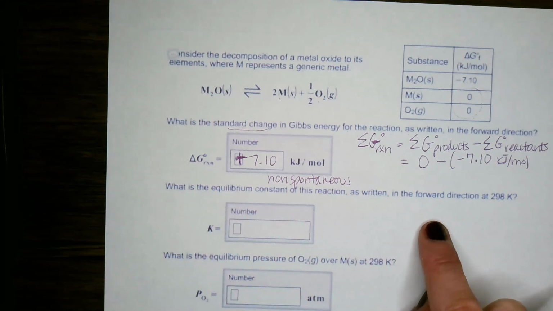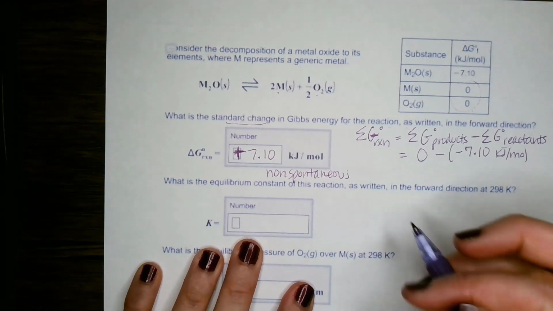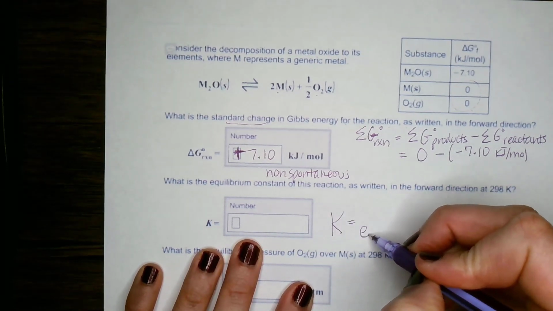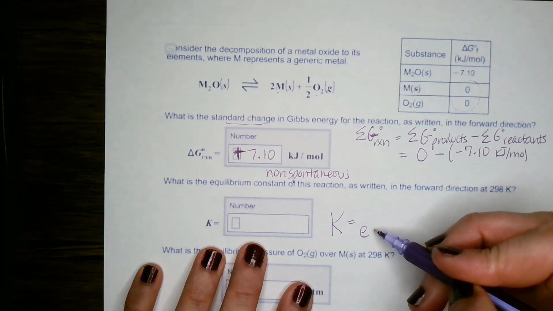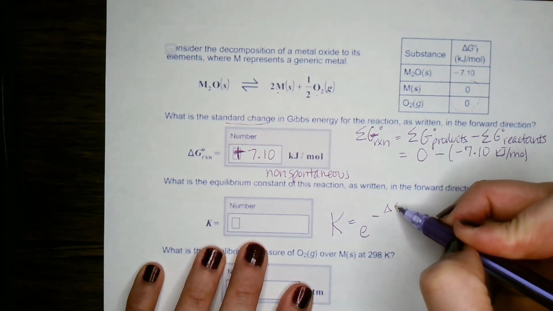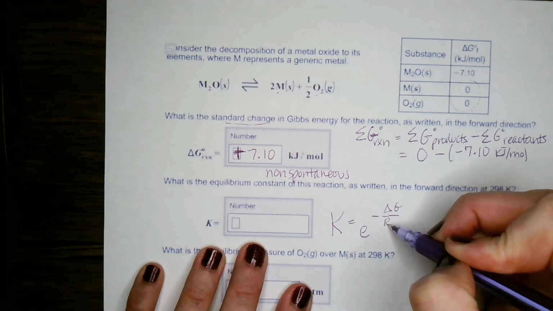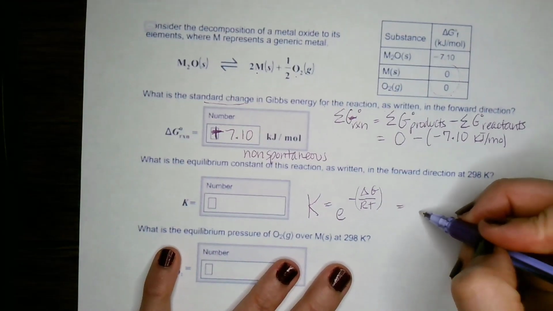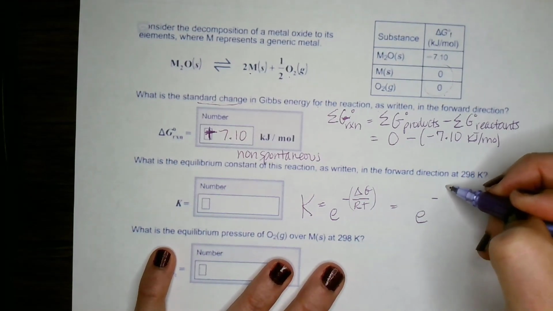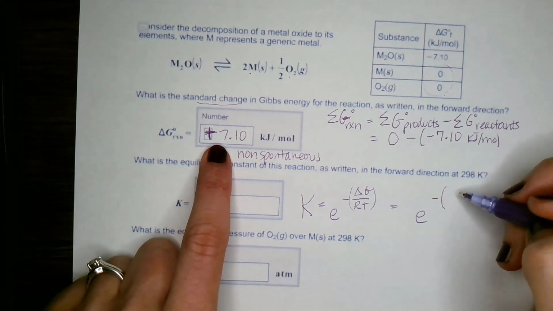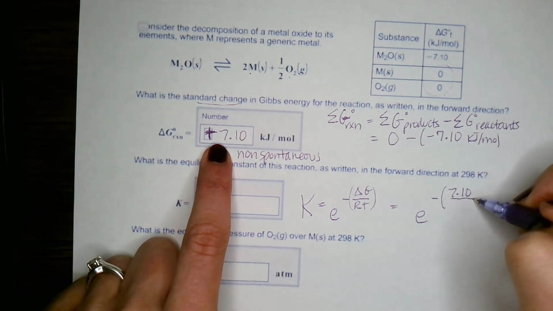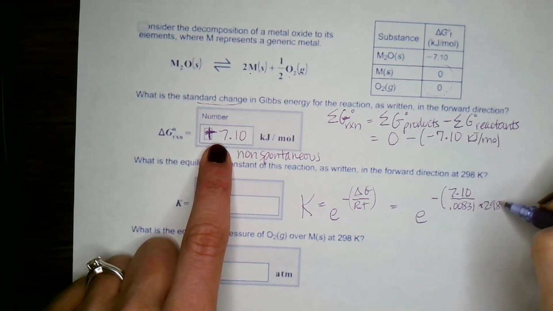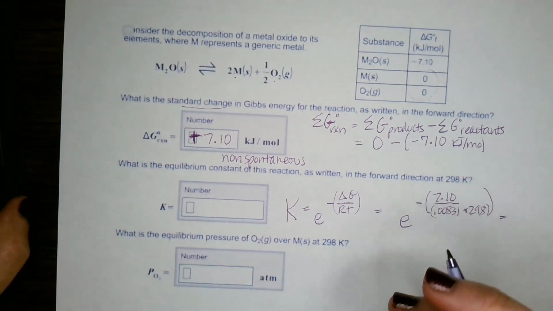All right, now let's find K. What is the equilibrium constant of this reaction as written in the forward direction at 298 Kelvin? So again, we know that our K is equal to Euler's number, the opposite of that natural log, to the negative ΔG over RT. Okay, and then we're just going to say that that's equal to e to the negative, we just found our ΔG was 7.10, over 0.00831 times 298.